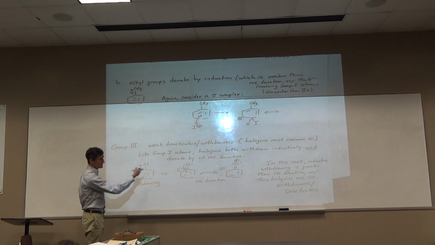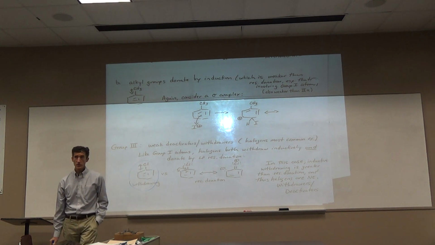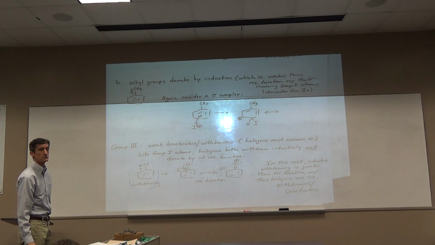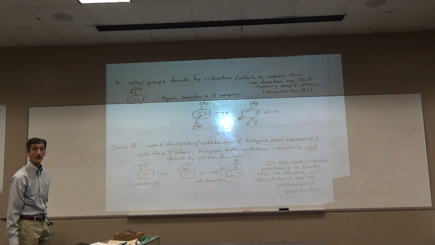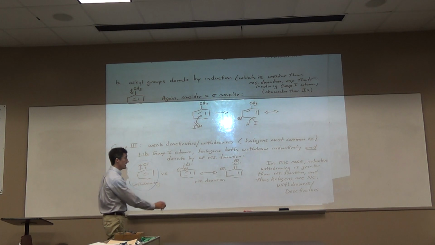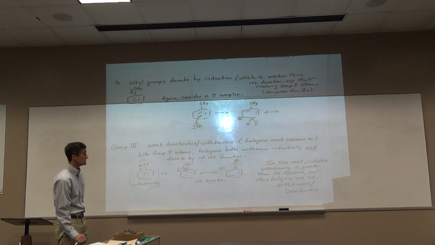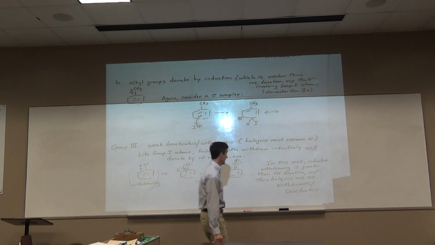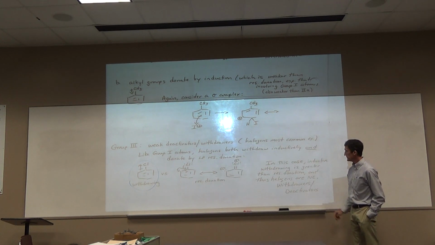With halogens, which one's the greater effect, though? Withdrawing, because they're stronger, more electronegative. And it turns out that the withdrawing is the greater effect. Thus, they're net withdrawers, even though they can donate by resonance. So the inductive withdrawing is greater than the resonance donation.